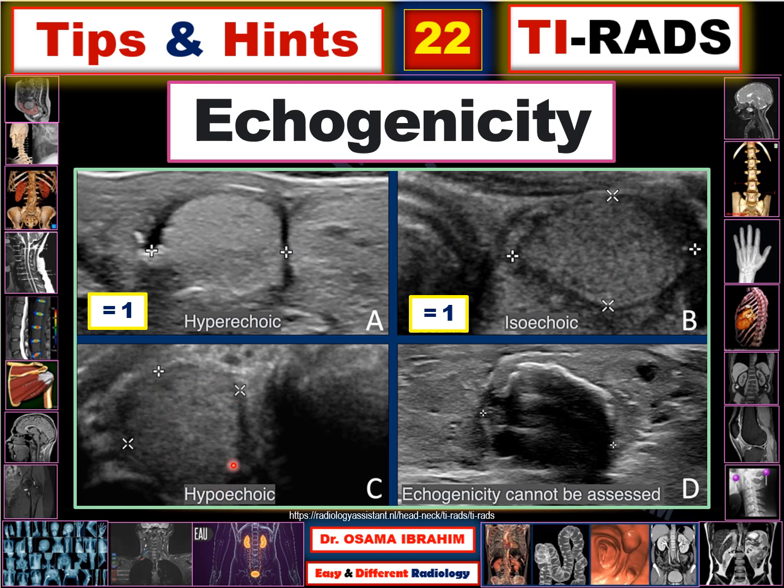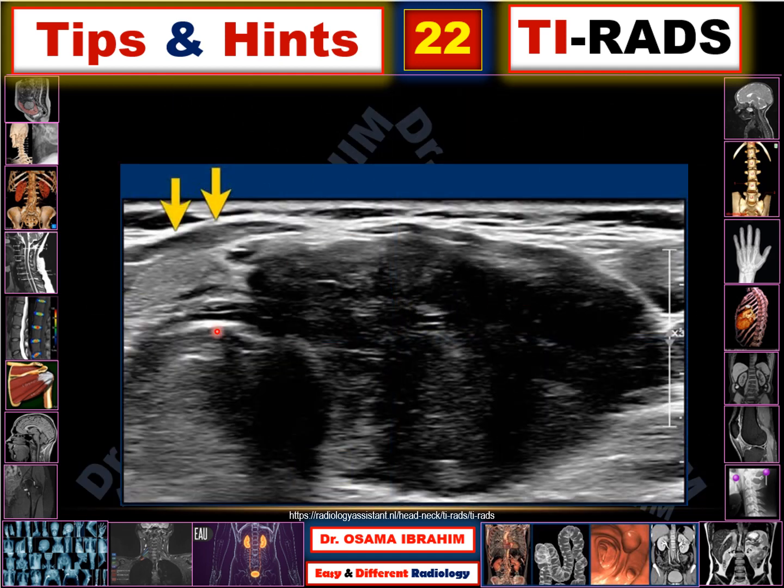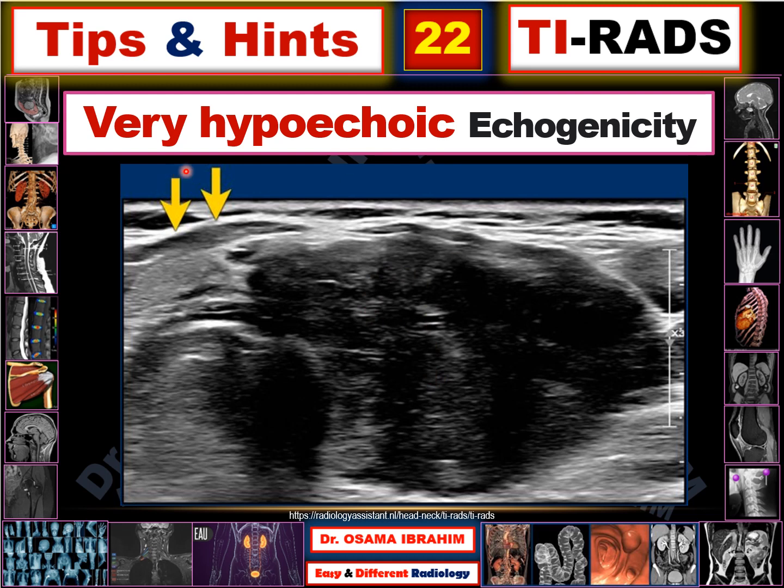However, this nodule has slightly lower echogenicity than the thyroid gland, so it takes score 2, as it is described as a hypoechoic nodule. This one is a very hypoechoic nodule, so it can take score 3. Like this nodule, which is very hypoechoic compared with the strap muscle which appears here at the anterior aspect of the film. So when the nodule is very hypoechoic like this, it can be described as very hypoechoic in echogenicity and take score 3.